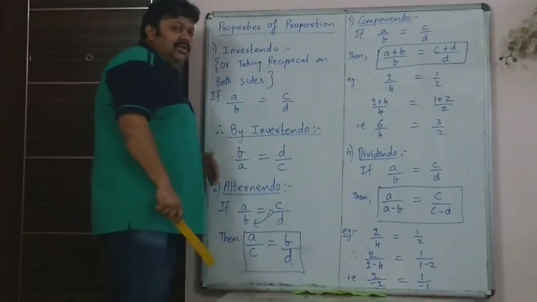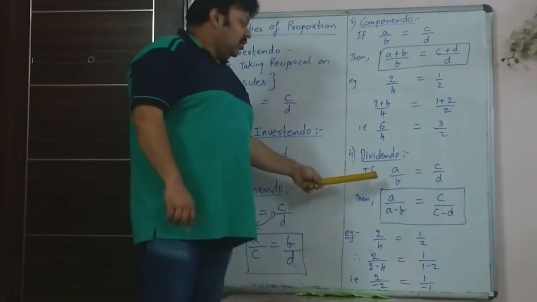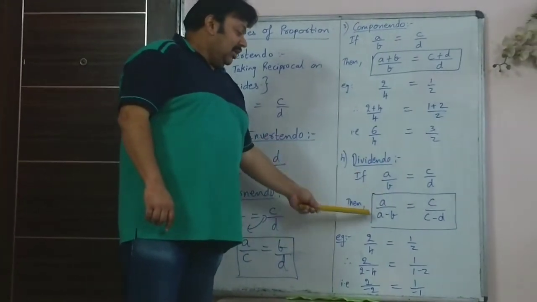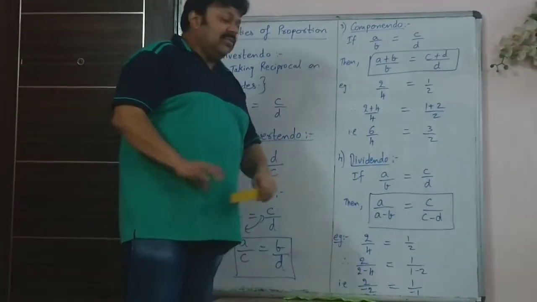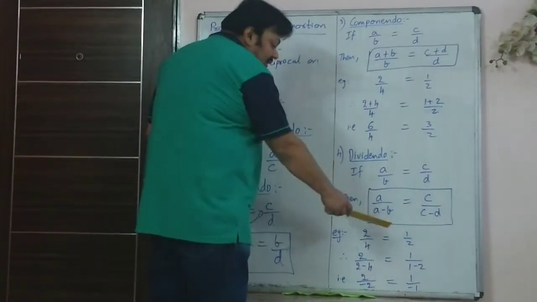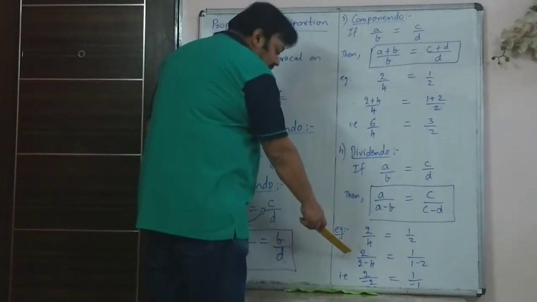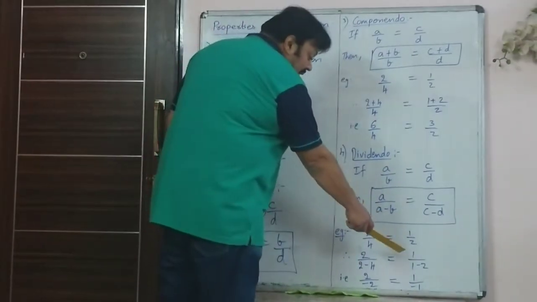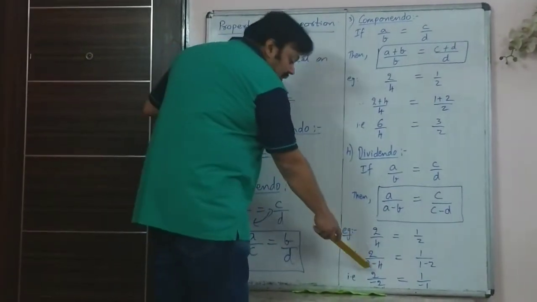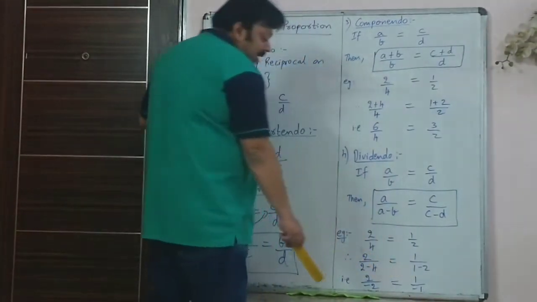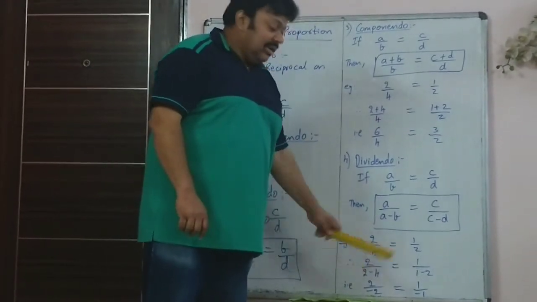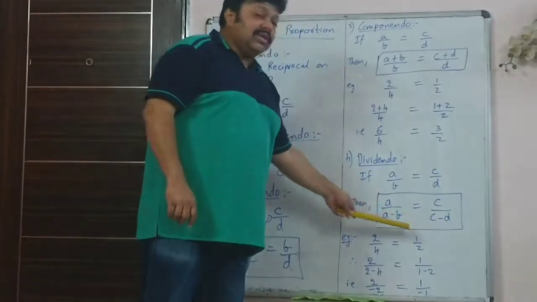Now in the same way you have something known as dividendo. In dividendo, you are given A upon B is C upon D, then A minus B upon B is C minus D upon D. That is what is meant by dividendo. So 2 upon 4 is 1 upon 2. So 2 minus 4 upon 4 is equal to 1 minus 2 upon 2. So minus 2 upon 4 is minus 1 upon 2. Here also you will see that the ratio is the same even after we have done this dividendo.